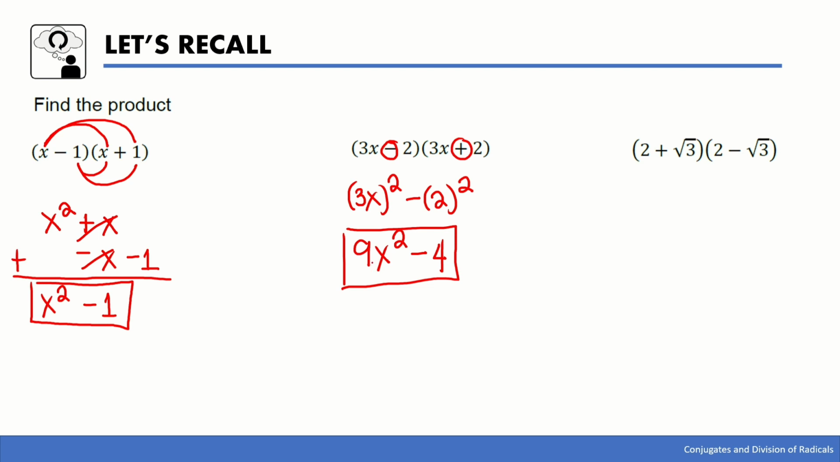Now let's try to apply this in our last example. We're going to get the product of the quantity 2 plus square root of 3 times the quantity 2 minus square root of 3. So again, we are going to square the first term. So that's 2 squared minus the square of our second term, which is square root of 3. So 2 times 2, that is 4, minus square root of 3 times square root of 3 is square root of 9. And remember that square root of 9 is a perfect square. So we have 4 minus 3. Then we can simplify. 4 minus 3, our answer is 1.